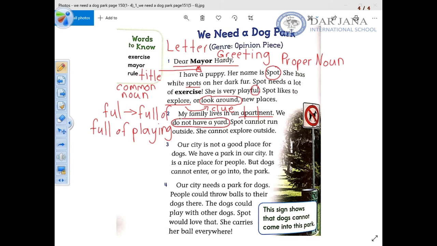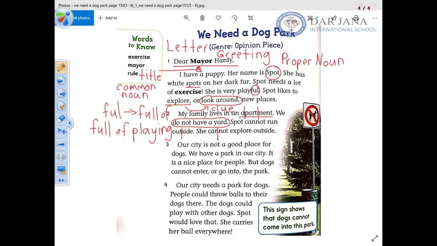Spot cannot run outside. She cannot explore outside. Now look at outside. Do you remember what 2 words put together as one is called? Do you remember? It starts with C. That's right, it's a compound word. Look here, we have another one. Cannot. Can not. 2 words. Okay.